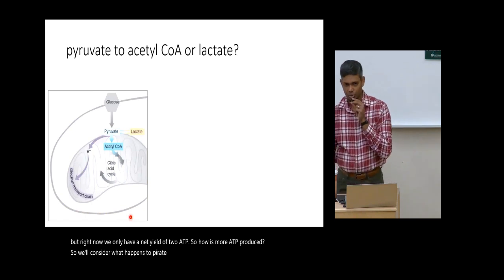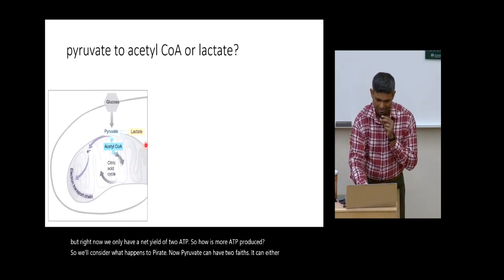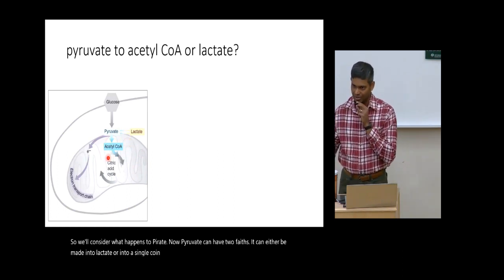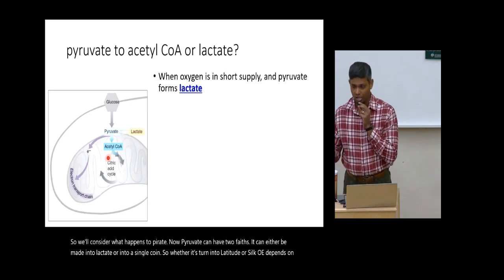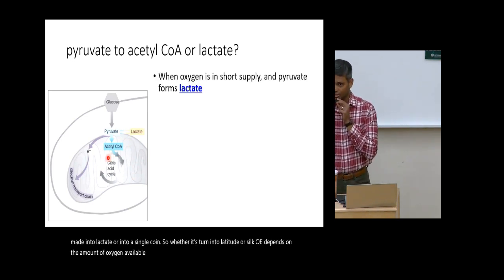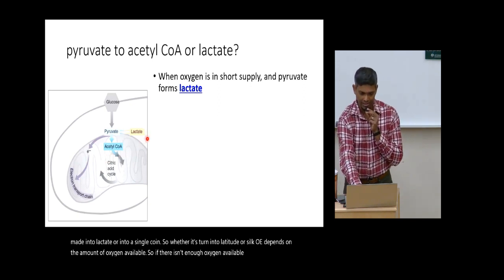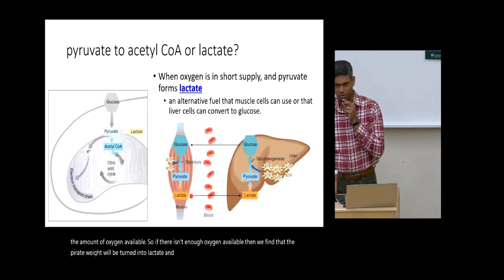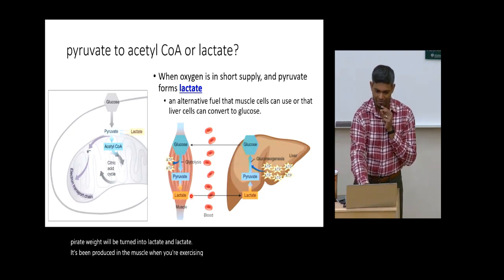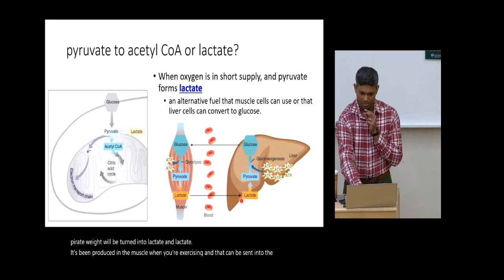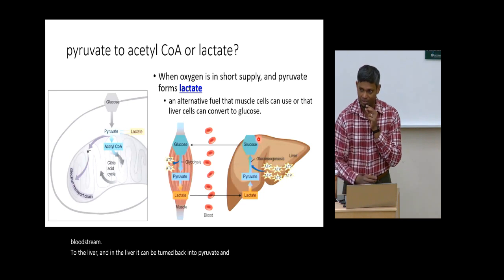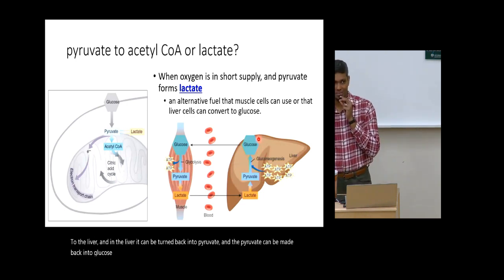Now pyruvate can have 2 fates. It can either be made into lactate or into acetyl-CoA. Whether it's turned into lactate or acetyl-CoA depends on the amount of oxygen available. If there isn't enough oxygen available, then the pyruvate will be turned into lactate. And lactate is produced in the muscle when you are exercising, and that can be sent into the bloodstream to the liver, and in the liver it can be turned back into pyruvate, and the pyruvate can be made back into glucose, and the glucose can be sent back to the muscle.